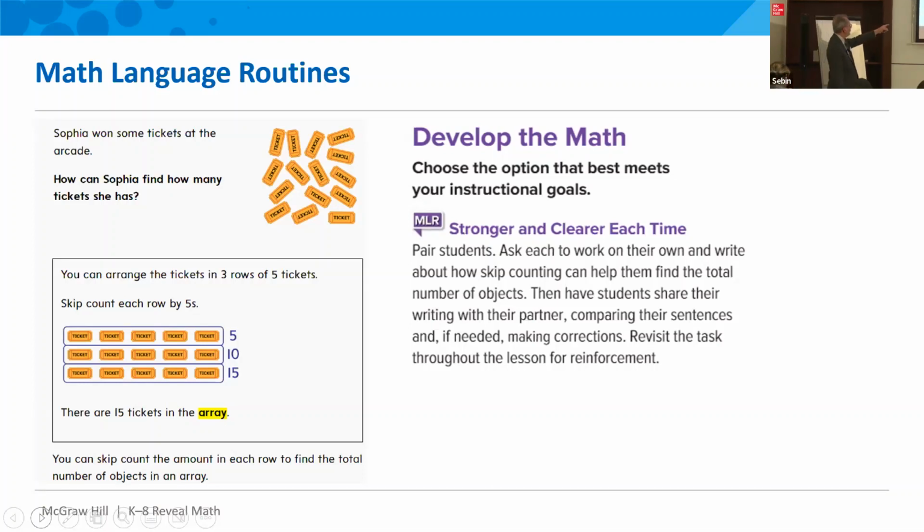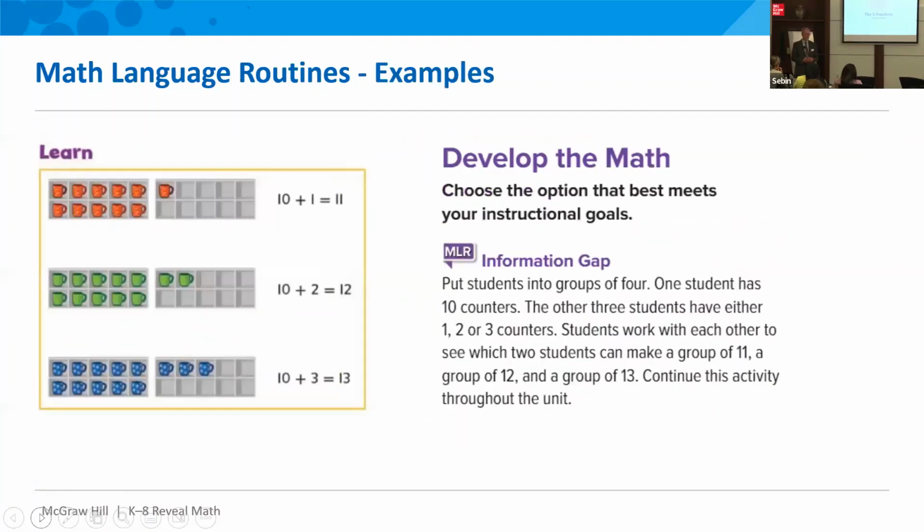Now notice with this one, pair the students and ask each one to work on their own and write about how skip counting can help them find the total number of objects. So they have to actually describe how skip counting works. Then we're going to put them in a pair, then we're going to put them in another pair. But they're using the mathematical language. I'm going to skip that one there. I'm going to end with this. This is one we're going to end on.